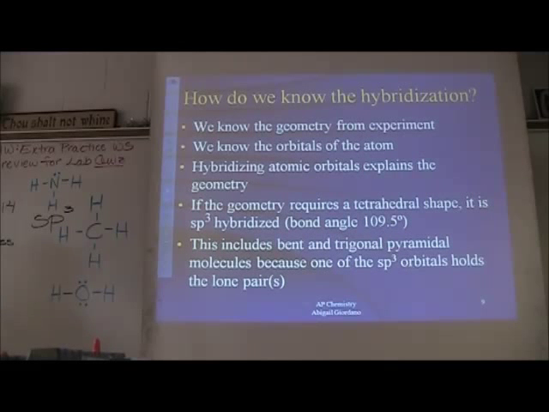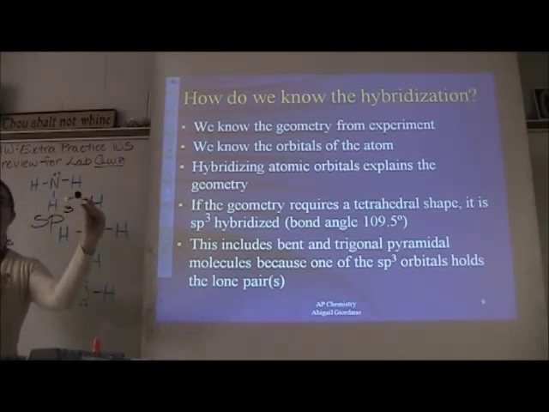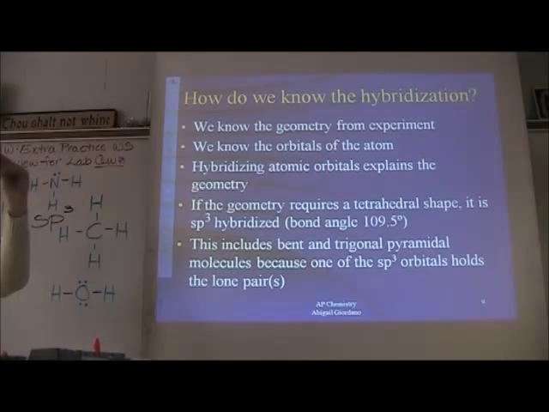So let's just review for a second. This is good review from chapter 8. This one is tetrahedral in shape. What's ammonia? Trigonal pyramidal. Okay. What's the bond angle here? Slightly less than 109.5. Okay. What's the shape here? Bent. Okay. How would you describe the bond angle? Also slightly less than 109.5.